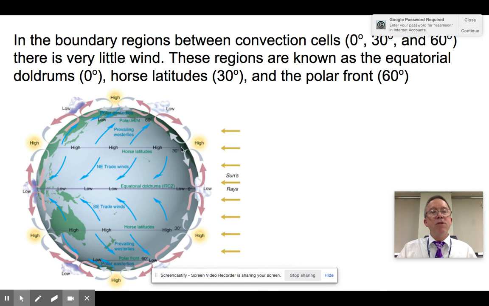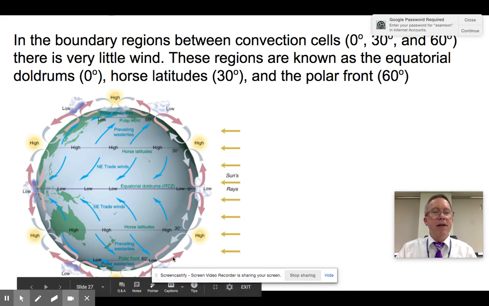And the same thing is true between the Hadley cell and the Ferrel cell. So we have this region here that they call the horse latitudes, where again, there just wasn't much in the way of air movement. And then there's also one called the polar front at the boundary between the polar cell and the Ferrel cell.